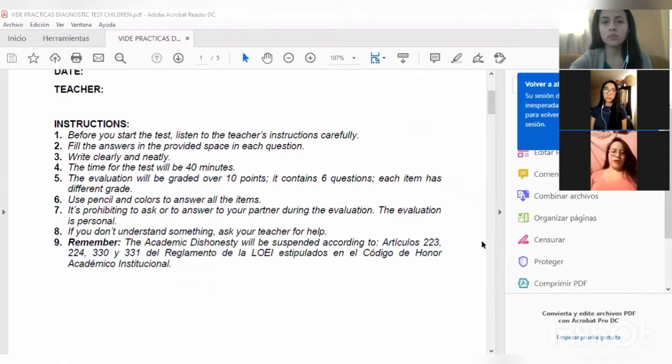And here we have different instructions. The principal instructions in this part are: before you start the test, listen to the teacher's instructions carefully, write clearly and neatly. The time for the test will be 40 minutes. The evaluation will be graded over 10 points. It contains 6 questions. Each item has a different grade. And finally, if you don't understand something, ask your teacher for help.